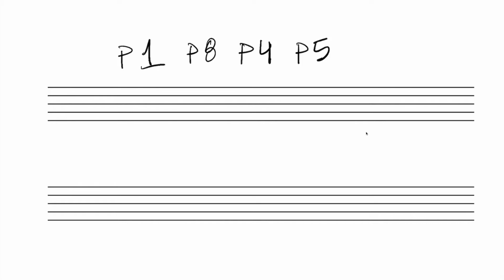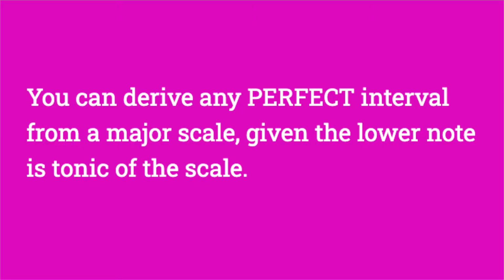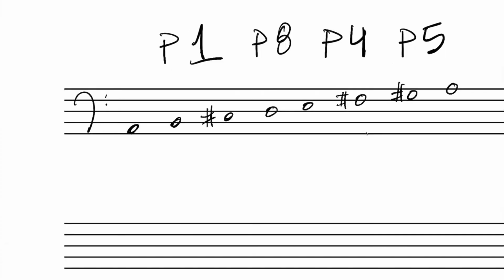So with this in mind, what I'd like to do is show you some examples back in our trusty key of A major, which is what we were working in for major and minor, to show you how you can derive perfect intervals from the major scale. The short answer is they work just like major intervals. You can derive any perfect interval from a major scale, given that the lower note is the tonic of the scale. Let me show you how this works.